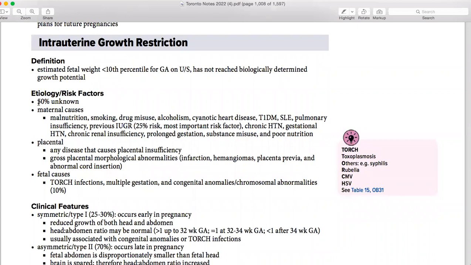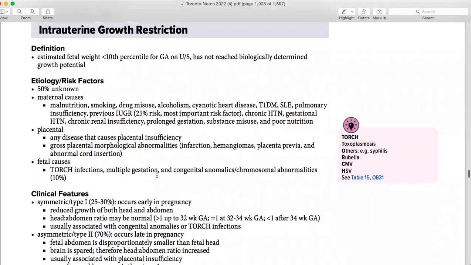The risk factor most of the time is 50%. Maternal causes are malnutrition, smoking, drug misuse, alcoholism. So you need to remember what those causes are, and maybe what the placental causes are, what the fetal causes are. Most of the fetal causes are basically infection, some infection going on, or maybe congenital.